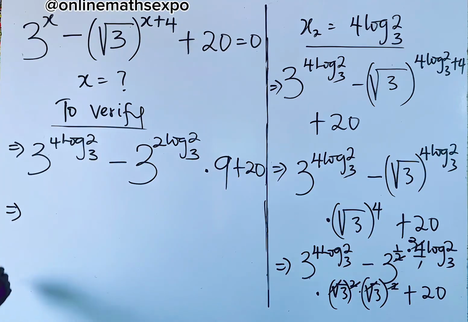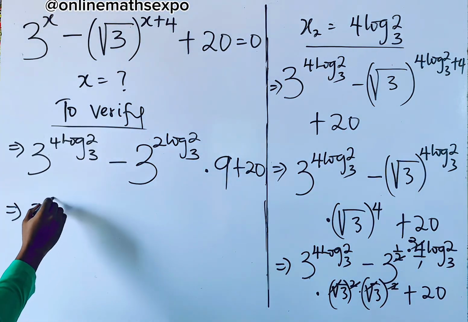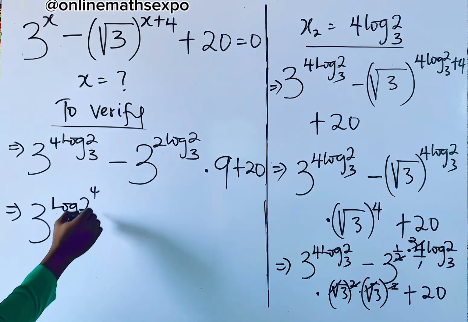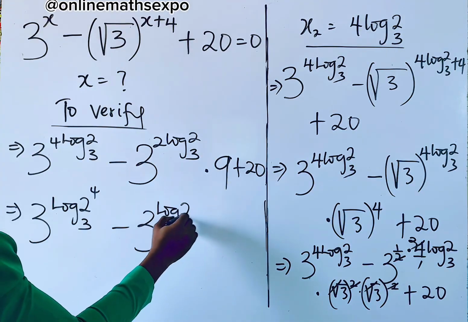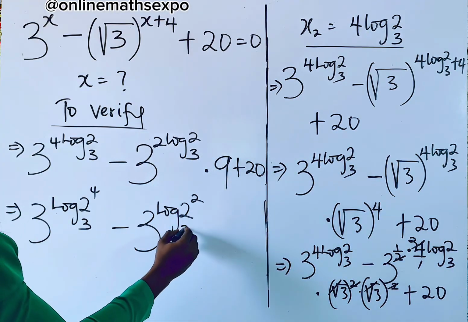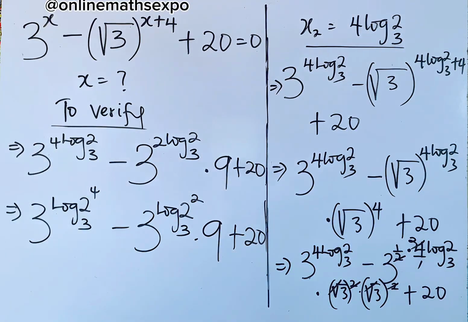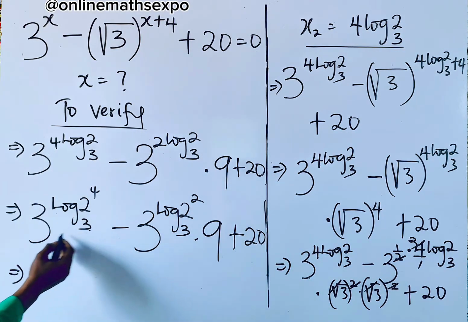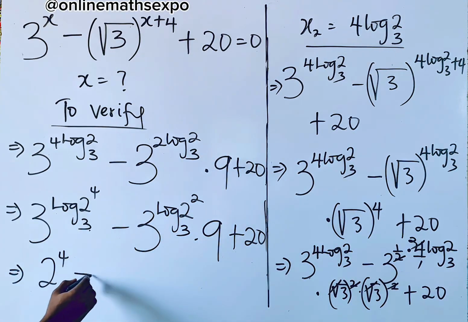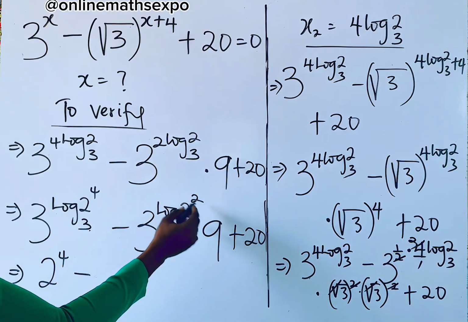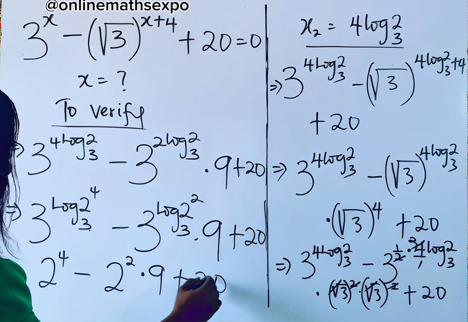So this is going to give us 3 to the power, this becomes a power. So we have log of 2 to the power of 4 base 3 minus 3 to the power of log of 2 to the power of 2 base 3 multiplied by 9, then add 20. So we're going to have, you see that this and this are the same, so we're going to have 2 to the power of 4 multiplied by, this and this are the same, 2 to the power of 2 multiplied by 9 plus 20.